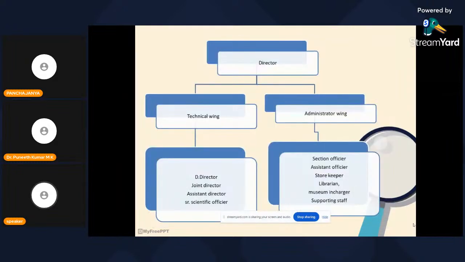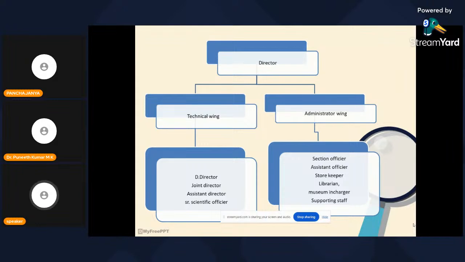And then the staff: there will be a technical wing and an administrator wing. Under the technical wing, there will be a director, deputy director, joint director, assistant director, and senior scientific officers. And in the administrator wing, there will be a section officer, assistant officer, storekeeper, librarian, museum in charge, or supporting staff like driver, peon, etc.